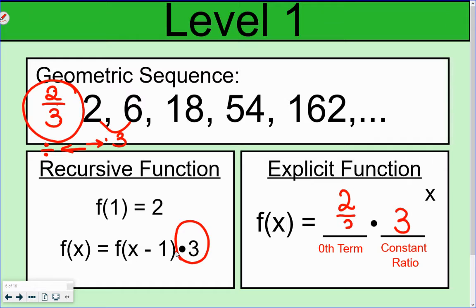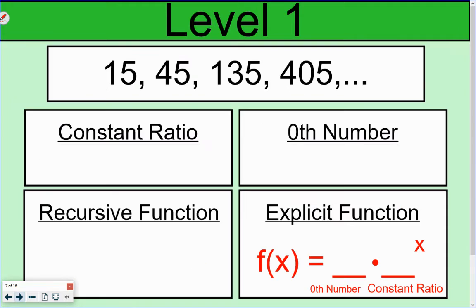So my zeroth term is 2/3. What we're going to do next is test this and check it. Okay, so how do I check it?